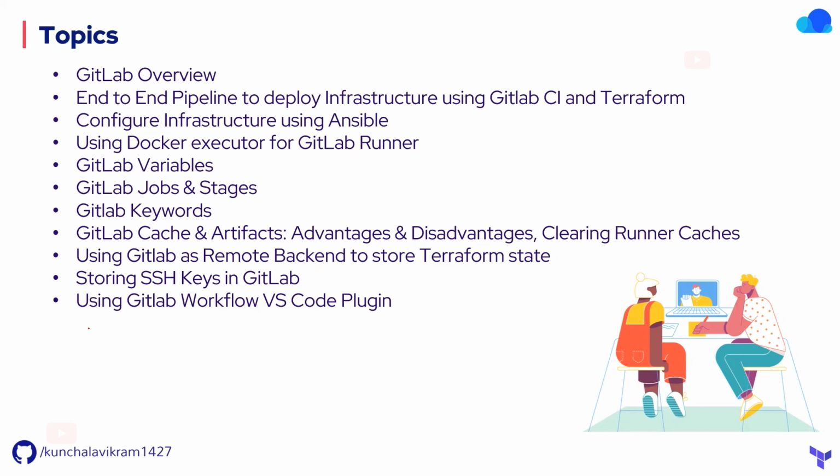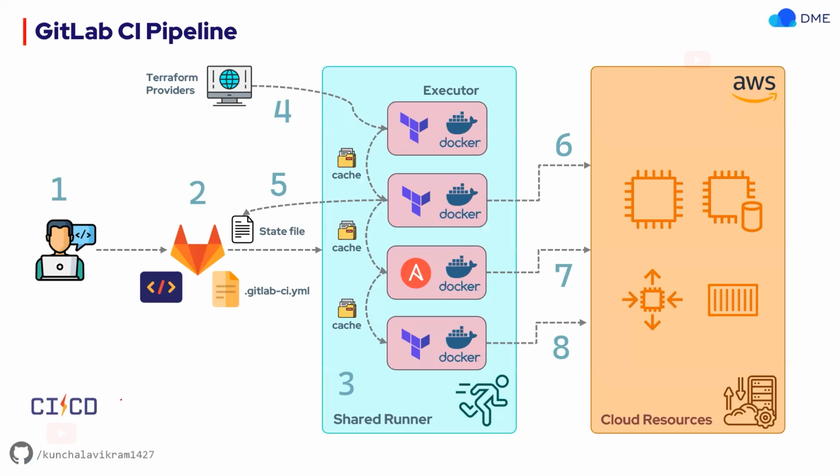Finally, we'll understand the use of the GitLab Workflow VS Code plugin, which I find very interesting. Instead of going into the GitLab UI to see the jobs or the stages related output, like the console output, we can directly see it in VS Code itself. For this we need to have VS Code installed. Clear? Okay, so this is the end-to-end CI pipeline that we are going to see.